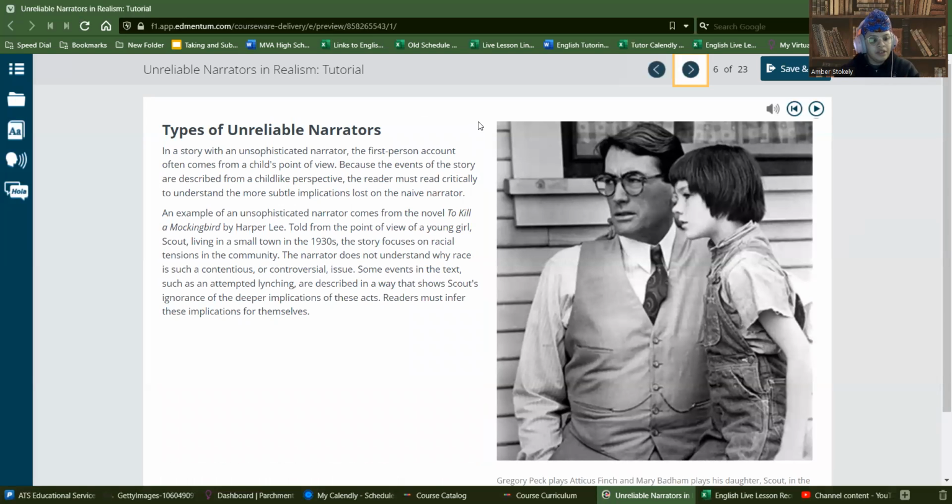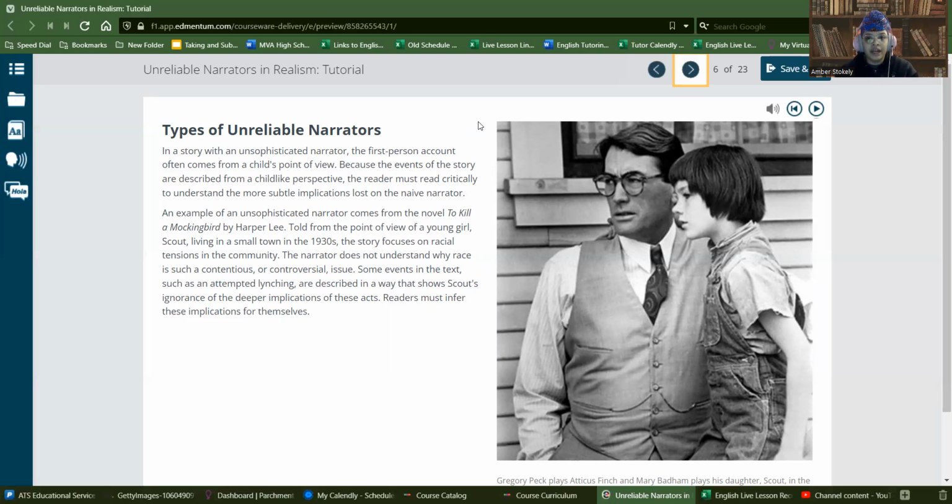Okay, so on slide 6, we get started with a list of types of unreliable narrators. They give you an example on this slide of the unsophisticated narrator. Now, there are different types of unsophistication. Some of it is just a person not really knowing the full story. Some of it is a person just sort of being biased in some way. But the example that they give you is something that you don't see very often these days, which is a child's point of view.